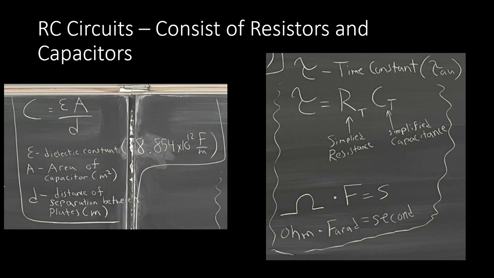What we're going to see is that we could have capacitors in series and parallel, and our main equation, which we're not going to evaluate but we're going to interpret, is that capacitance for a capacitor is equal to epsilon A over D. Epsilon is just the dielectric constant, 8.854 times 10 to the negative 12th farads per meter. The two parameters that we can actually alter are the area of a capacitor in meters squared and the distance of separation between plates in meters.